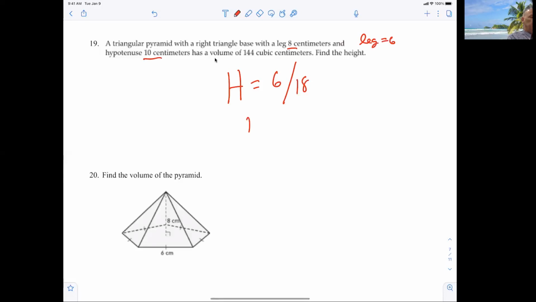So then volume 144 is equal to the triangular pyramid formula. So it would be 1/3 times 6 times 8 times H. Is that right? Oh, thank you. I forgot the 1/2. Thank you very much. Is everybody okay with that? Which is nice now because this just cancels out, right? So is everybody comfortable now with 144 divided by 8?